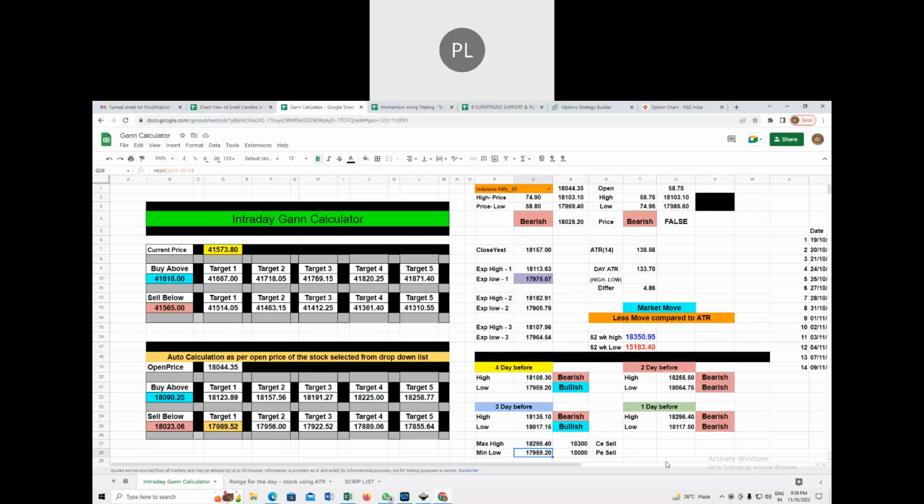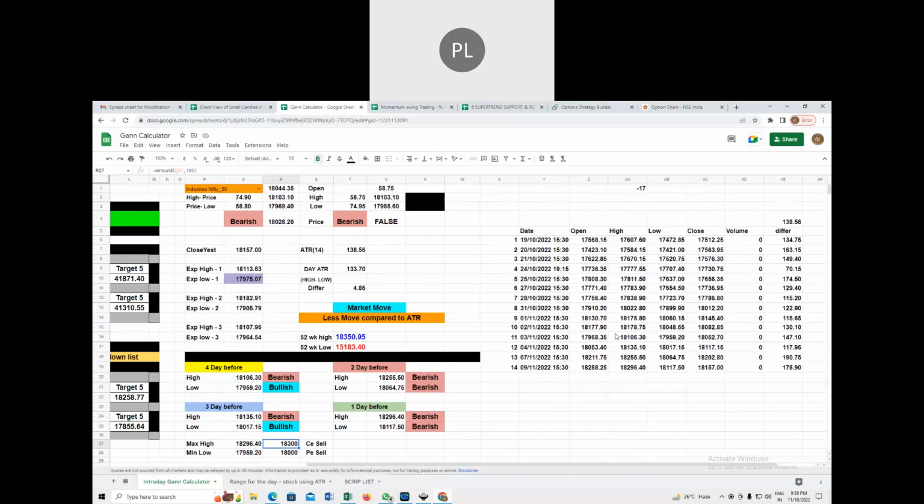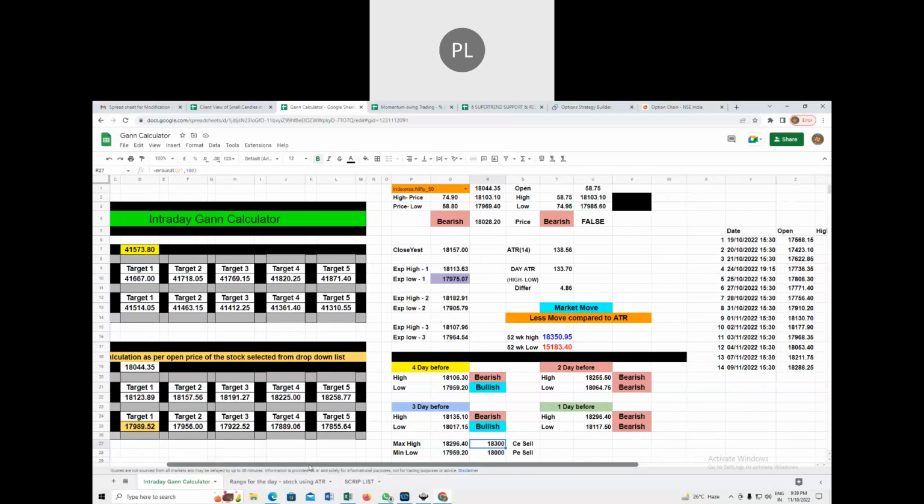So if anyone wants to trade, when the market moves into bearish territory, they can sell the 18,300 call, and when the market moves into bullish territory, they can sell the 18,000 put. So based on this 4 days data, we can decide which strike price to select for trading. And this data, we are taking it from this year itself. So we are taking the high and low of these candles and analyzing where the support and the resistance are.